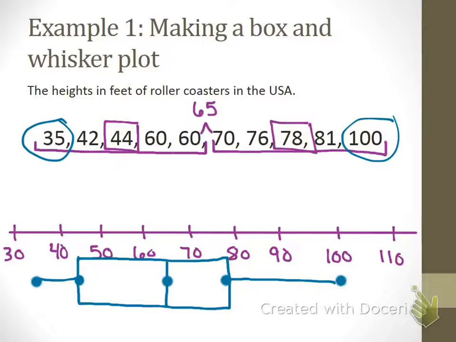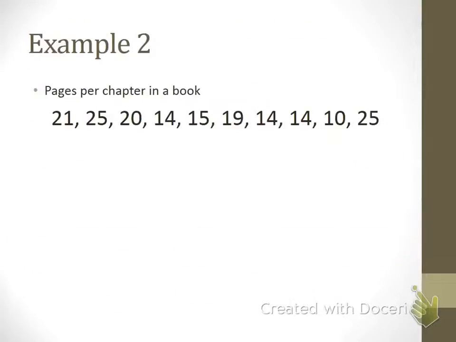Okay, and that's how I do a box and whisker plot. Okay, so now in example 2, I'm going to kind of lead you a little bit, but I want to see how much you remember about what we just did in the first one, okay? So I want you to try to do some of this work on your own.